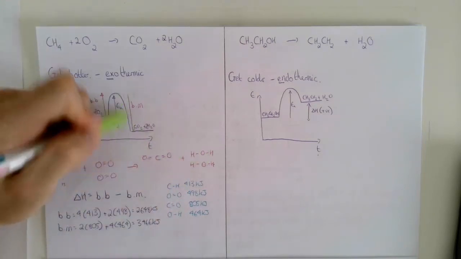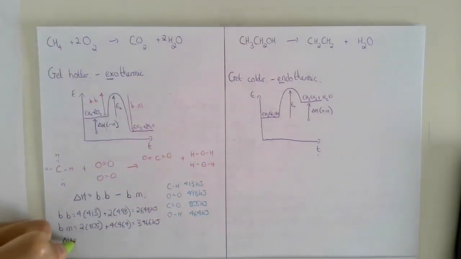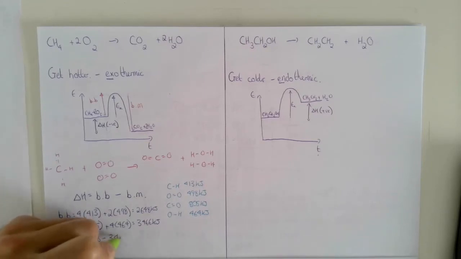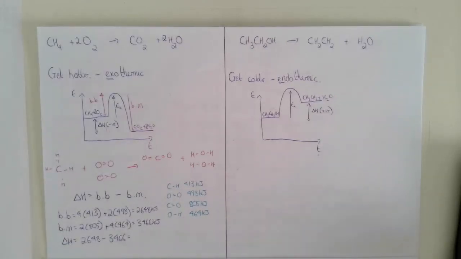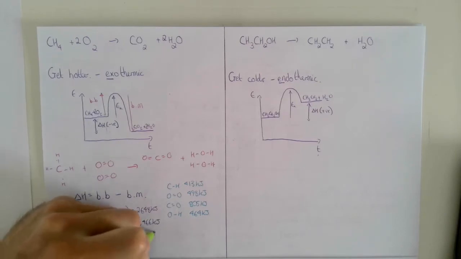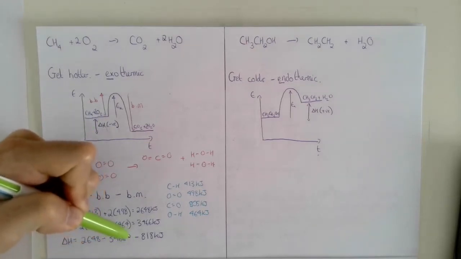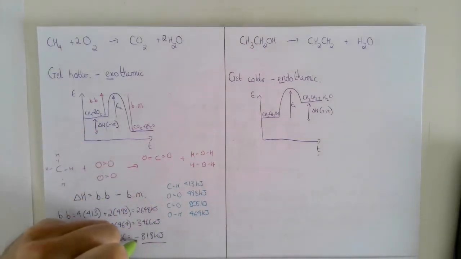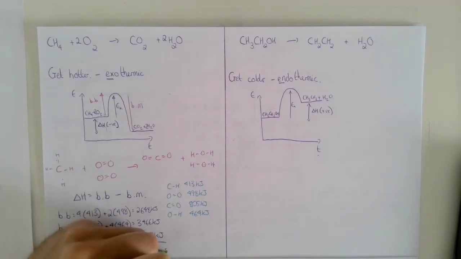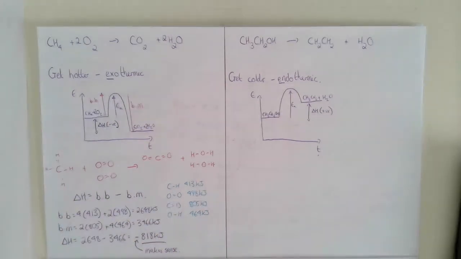when I make the bonds in the products. So delta H is going to be 2,648 minus 3,466, which gives you minus 818 kilojoules. So delta H, this energy gap there, is minus 818 kilojoules. You can think about your answer as negative, so that makes sense because it should be negative for this answer. If it came out positive, I'd be questioning my maths skills for that question.